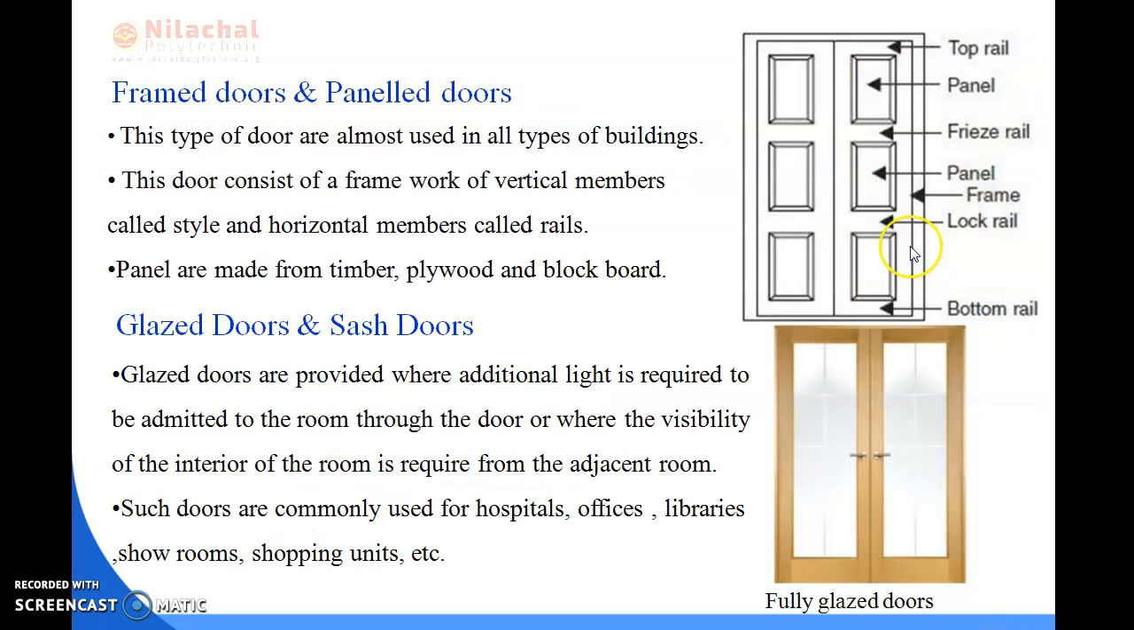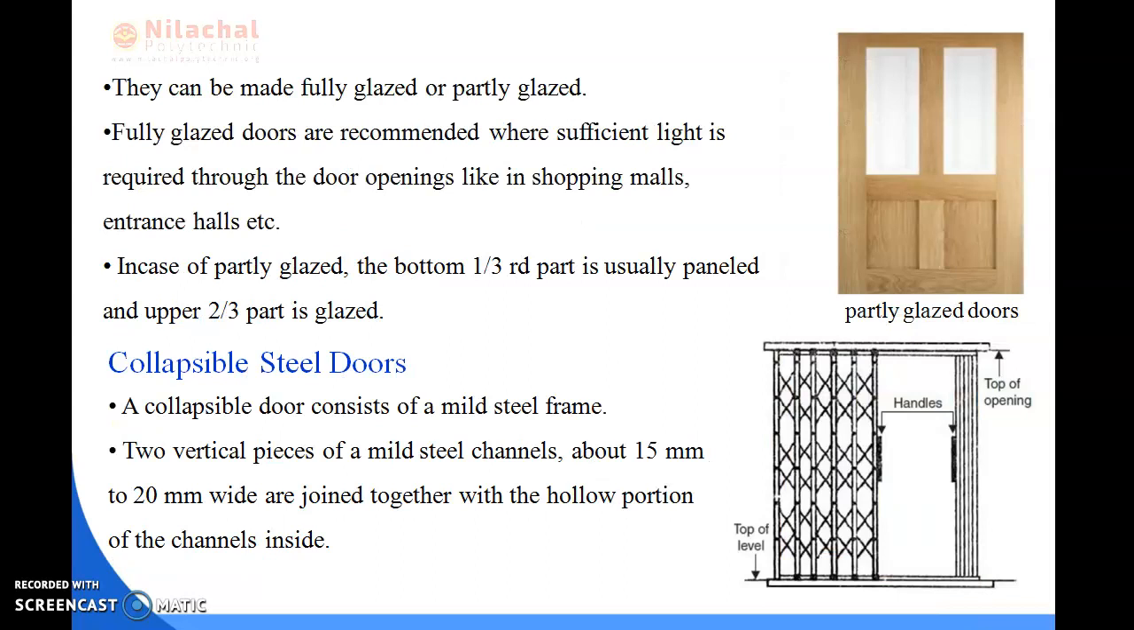We can say that glazed doors are provided where additional light is required to be admitted to the room through the door, or where visibility of the interior of the room is required from the adjacent room. Mainly you have seen in offices, hospitals, libraries, showrooms, shopping units, these glazed doors have been constructed. The same has been written here. Such doors are commonly used for hospitals, offices, libraries, showrooms, shopping units, etc. And they can be made fully glazed or partly glazed.